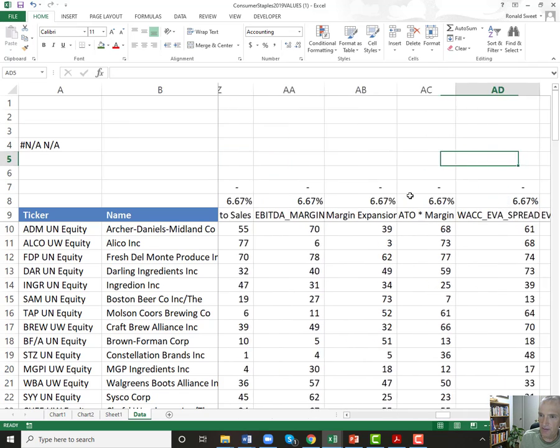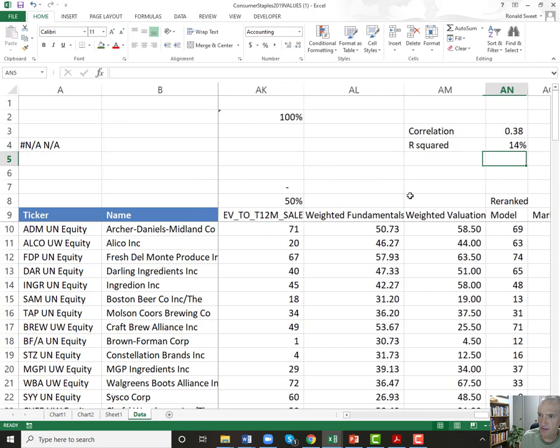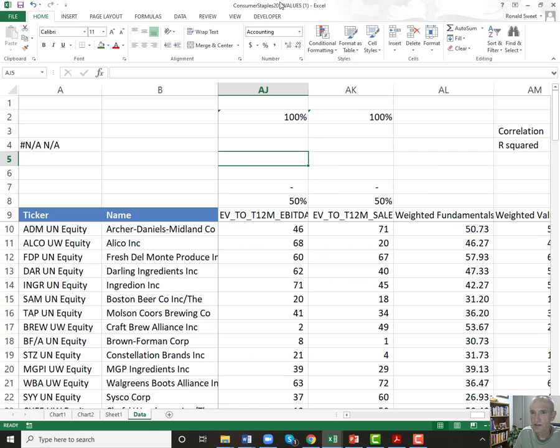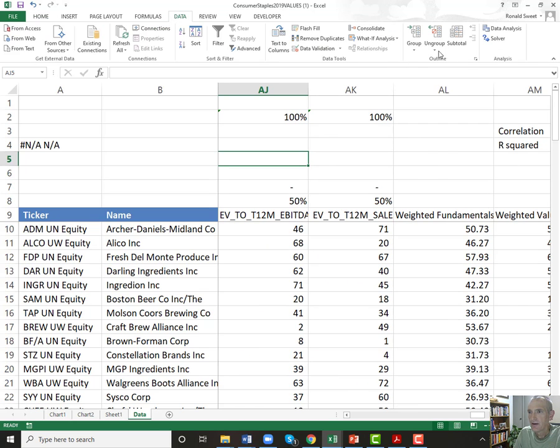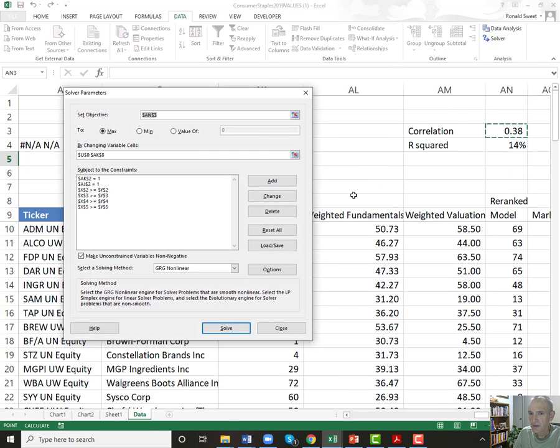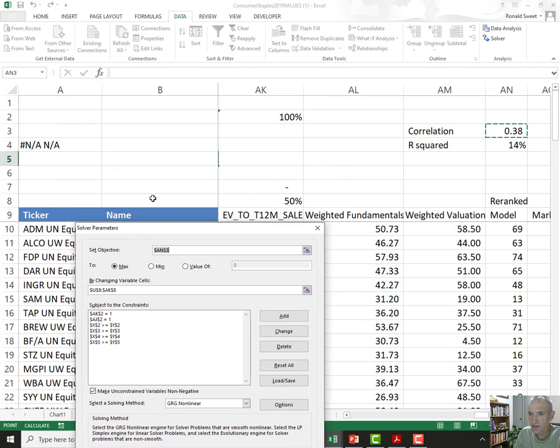So what I'm going to do, I'll come back and explain what I just changed there a little bit later, but what we're going to do is go to Data, Solver, and we want to maximize this correlation. Remember, R squared is just the correlation squared, so we maximize the R squared by changing all of these weights, the 50 and 50% and the 6.67%, in order to give me the highest correlation possible.